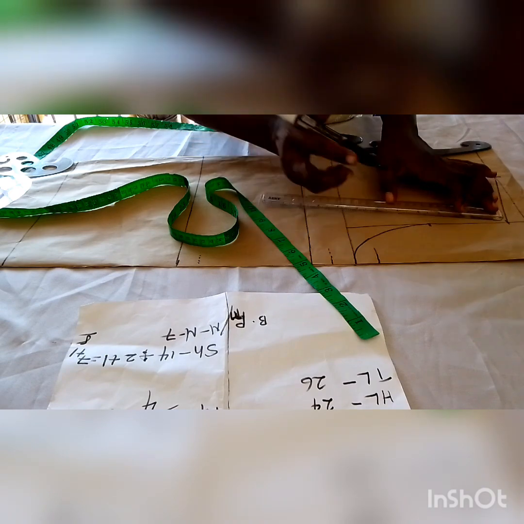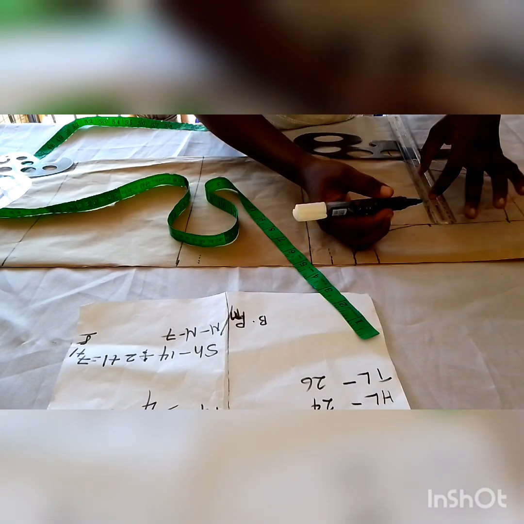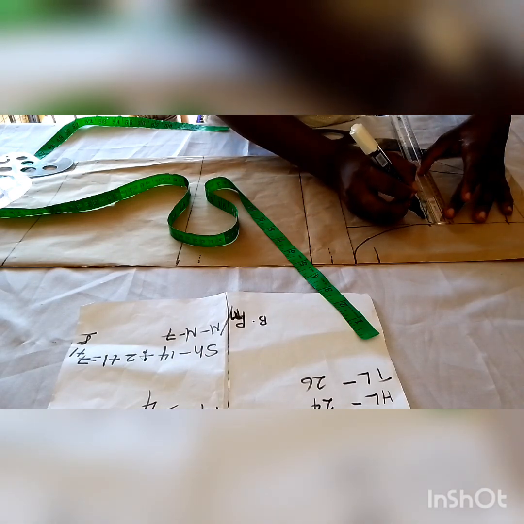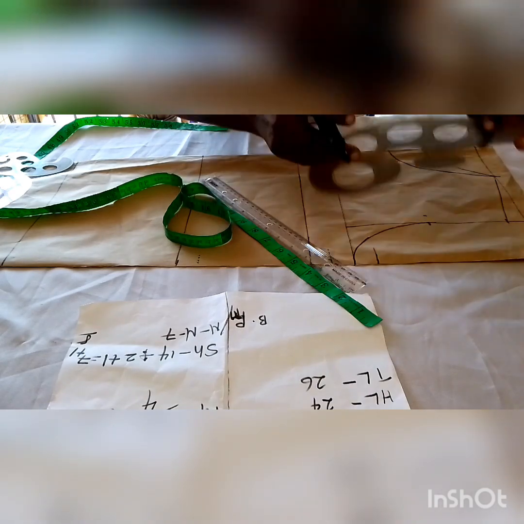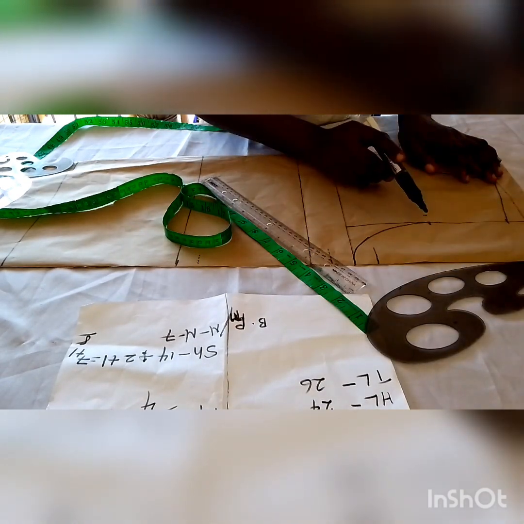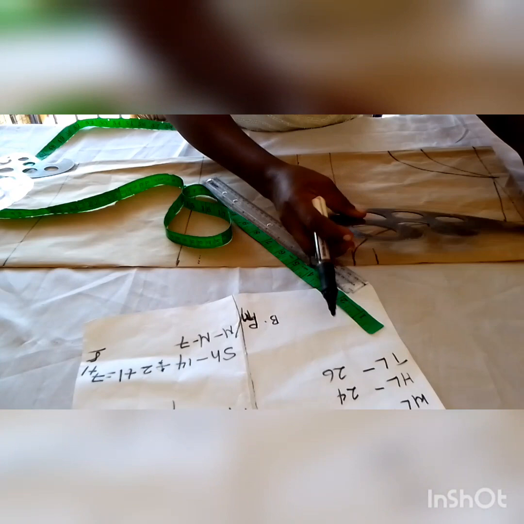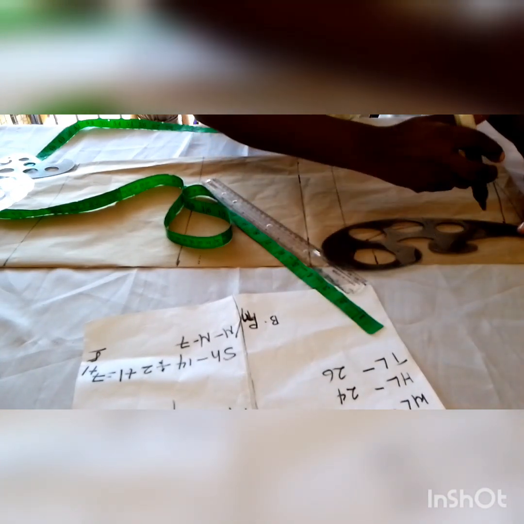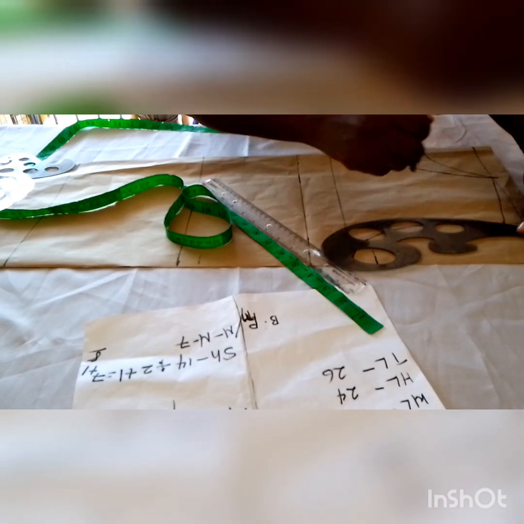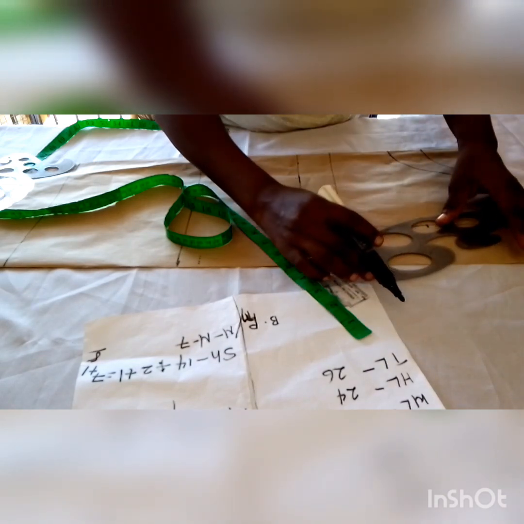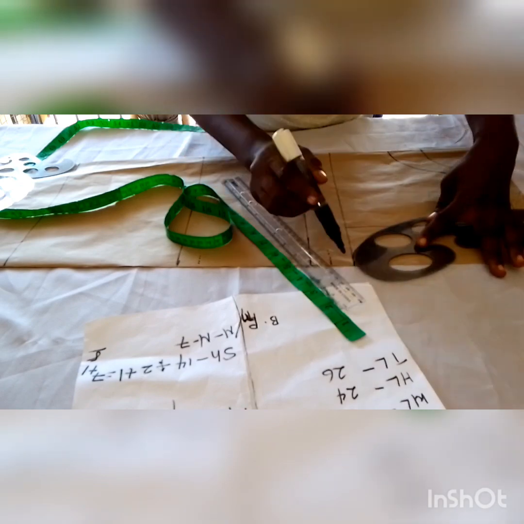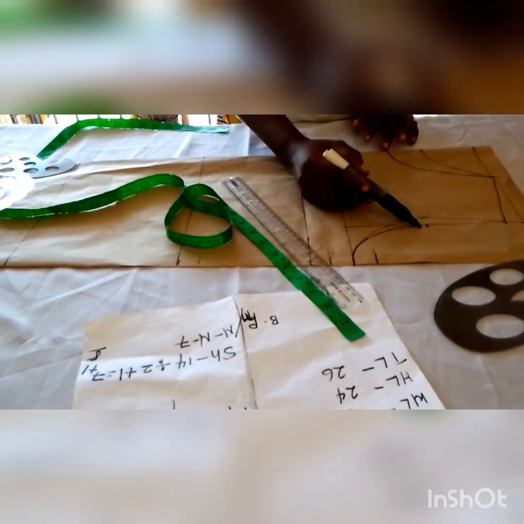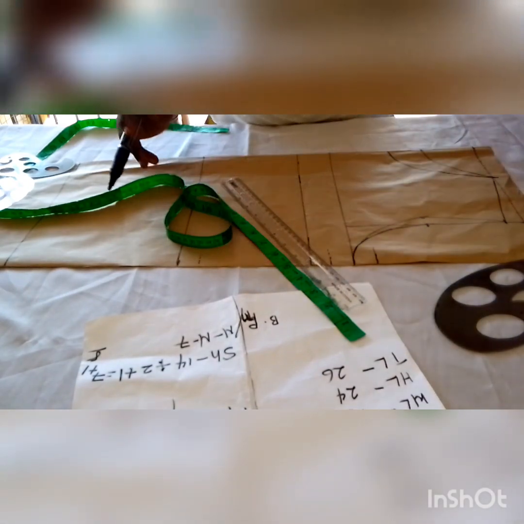For the front armhole, at the same midpoint, you go in by ½ inch. Then connect those points like that. Okay, so we have our front and back armhole right there.